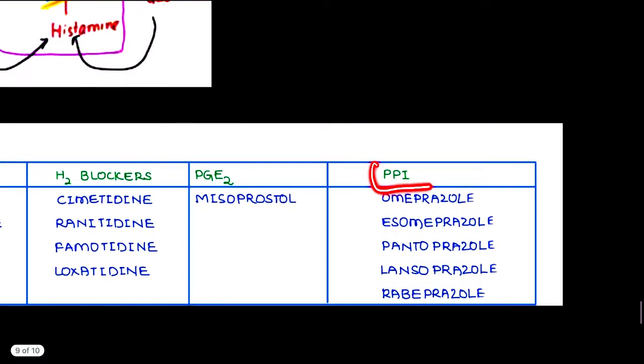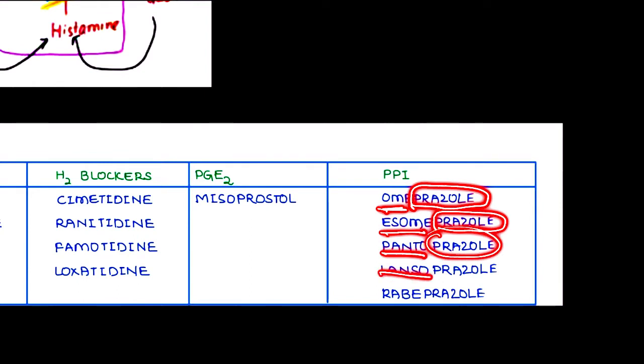Similarly, directly proton pump inhibitors, what are these? These mainly end with prazole, right. As you can see, prazole: omeprazole, esomeprazole, pantoprazole, lansoprazole, rabeprazole. So these are our proton pump inhibitors.